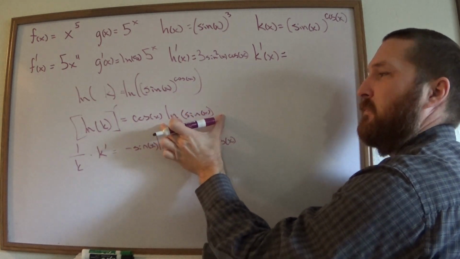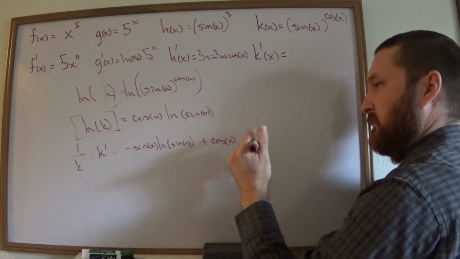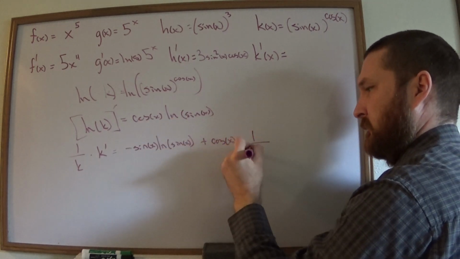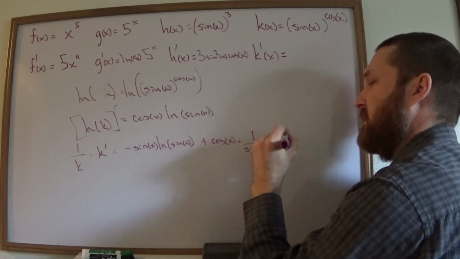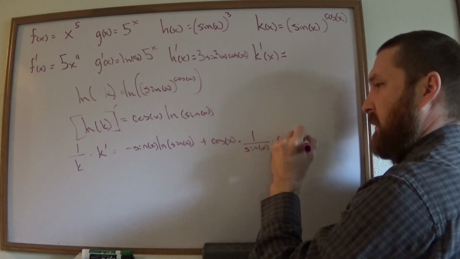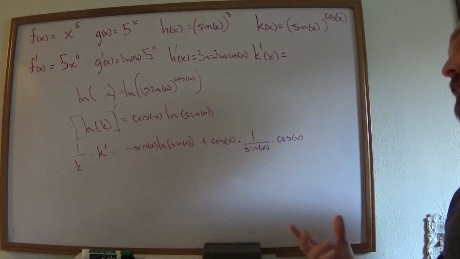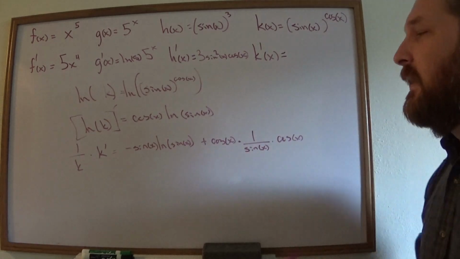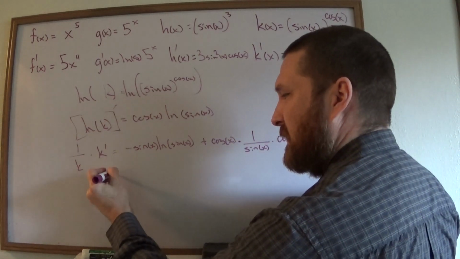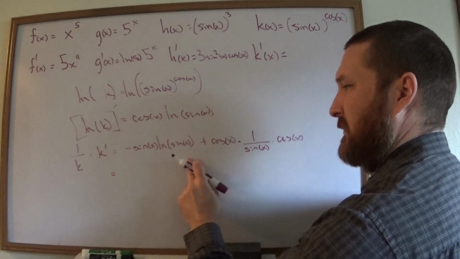What's the derivative of this part? 1 over sine of x times cosine of x, times the derivative of the inside stuff, which is cosine of x. And, I mean, we could call it cosine squared over sine, whatever, right? And so let's get that real quick. Let's try to condense this.